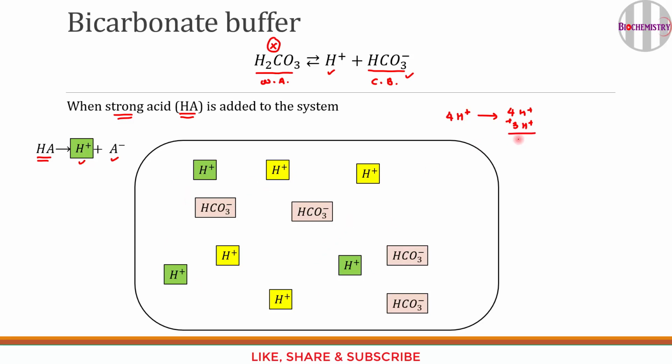So here you can see that total 7 H plus is there. So there is an apparent increase in the hydrogen ion concentration. What will happen if the hydrogen ion concentration is increased? This equilibrium will get disturbed. So as the concentration of hydrogen ion is increased, this equilibrium will move towards the left side, which is shown by this bigger left side arrow and smaller right side arrow.